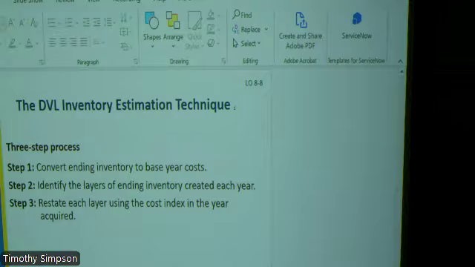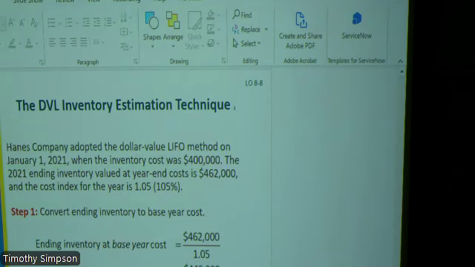So here's the process. We're going to convert inventory to base year costs, which we just talked about, and we're going to identify the layers in the inventory created each year. And we're going to recreate those based upon the cost index that refers back to some base year. Okay, so maybe some examples. I think examples are the best way to go here, and we're almost out of time.